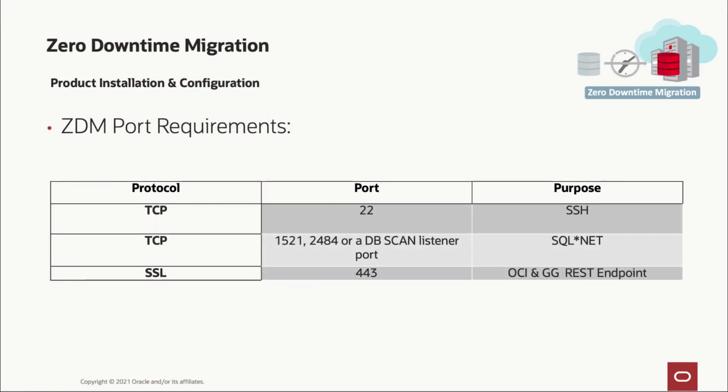Now, there are several requirements regarding ports that are important for ZDM. So for TCP, we need port 22 open for SSH. Also TCP, we need ports 1521, 2484, or a database scan listener port, and this will be used for SQL*Net. And then for the GoldenGate Hub, we will need for SSL the port 443, and this works for the REST endpoint for Oracle Cloud Infrastructure, specifically for the GoldenGate Hub.